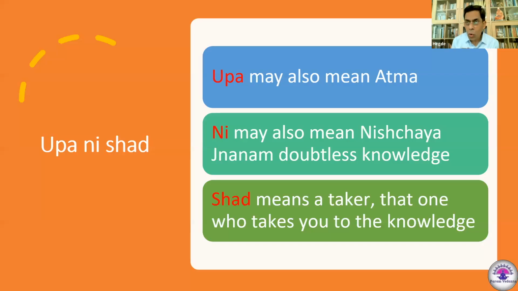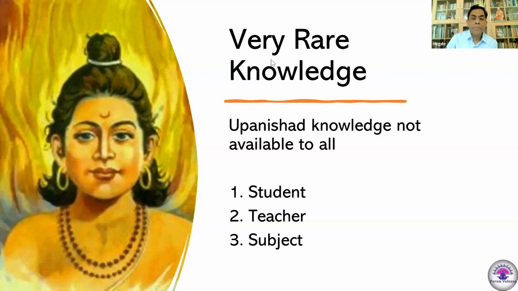Upa means so close, and what is closest to me, or what is me, is Atma. Ni can also be called Nischaya Jnanam. It is something about which you have to be absolutely convinced. And Shad means the one who takes you towards that. These are things which are explained by Adi Shankara in the Bhashyam. Whenever he gives the introduction, he describes all these things.